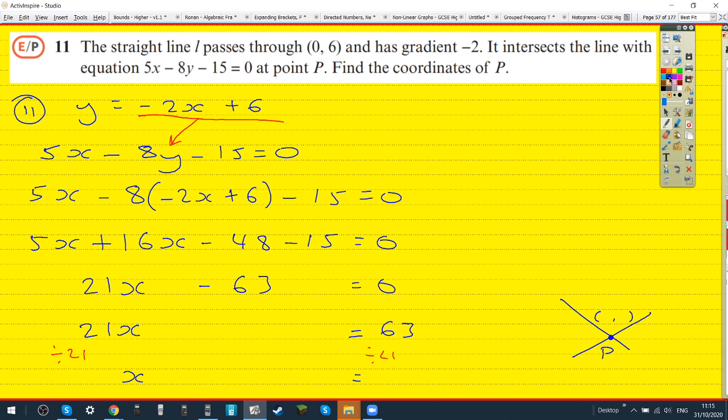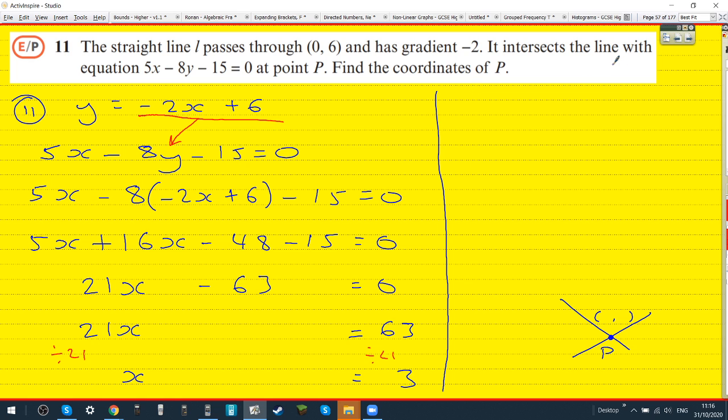Well done. X is 3. Is that full marks? Oops. No, you need the coordinates. Yep. So we know x is 3, so it'd be 3 comma. So how do you know what y is? Write 3 instead of x in one of your equations.